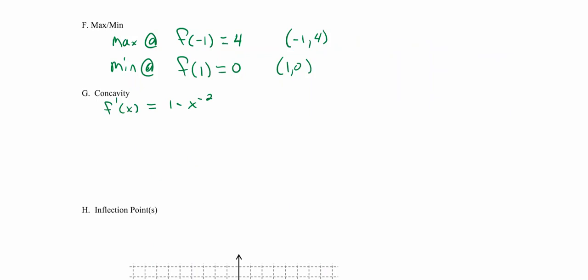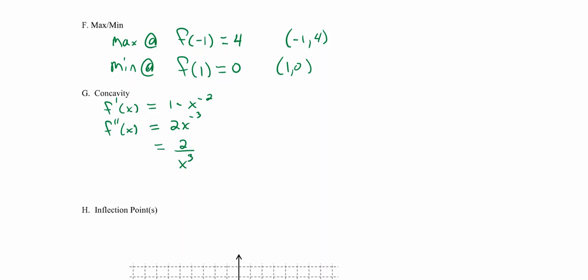Now that's easy to take the derivative of. I don't have to do quotient rule, product rule, nothing. Just take the derivative. So f double prime of x is going to be equal to 2x to the power of -3, or 2 over x cubed.